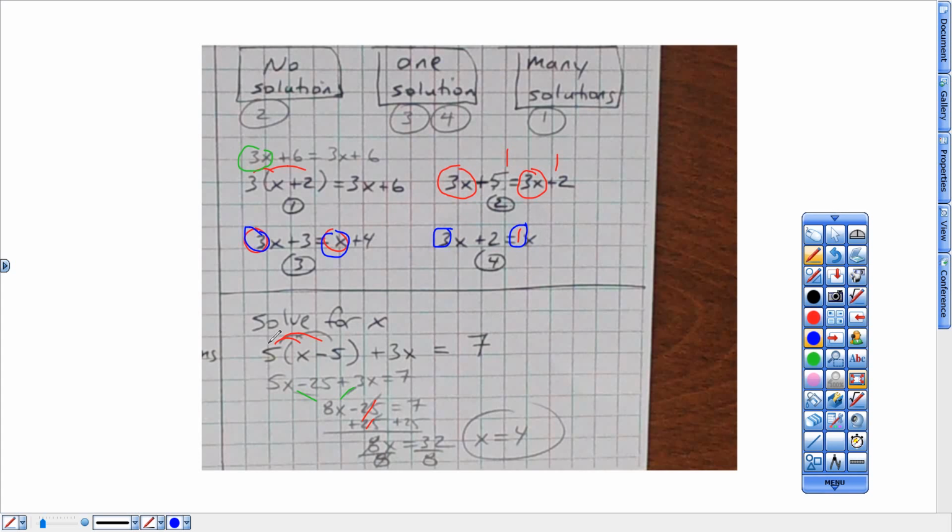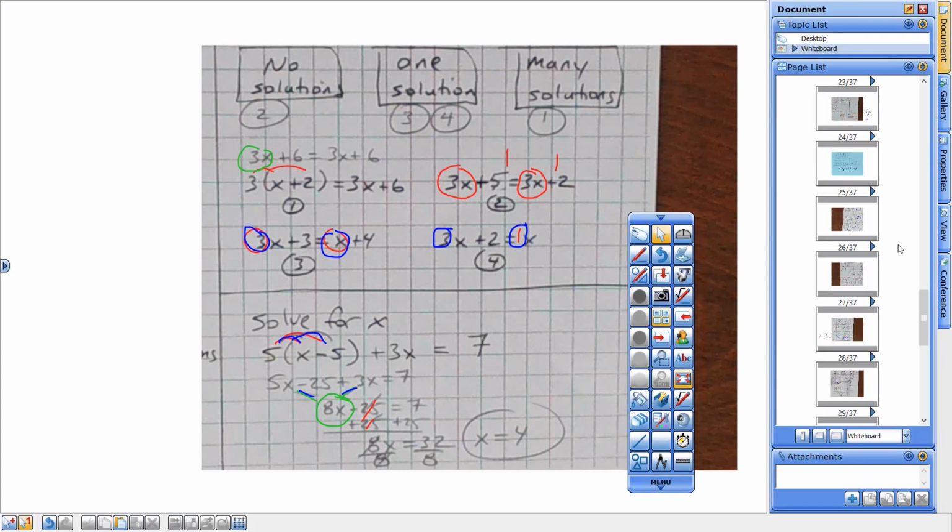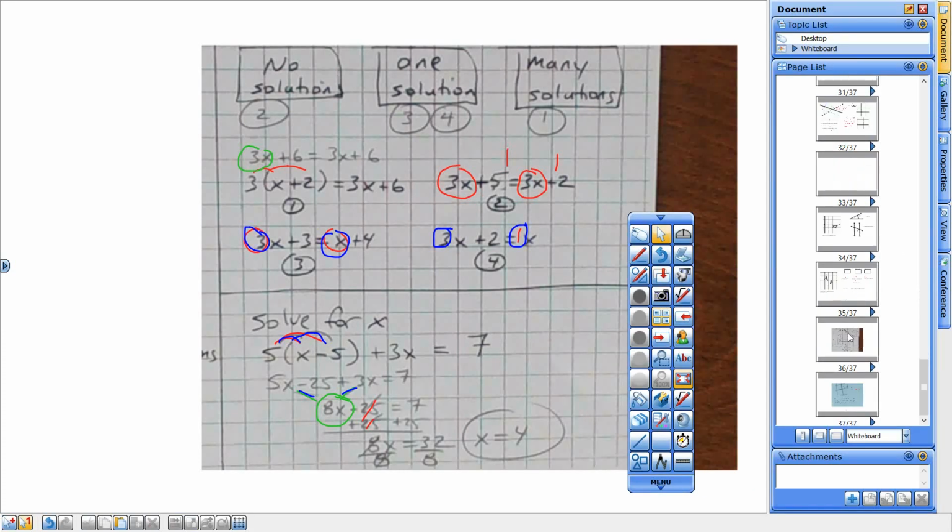The last problem, distribute. Get that 5x minus 25. Make sure right here, the most crucial step, you're combining those to get that 8x right there. You don't want to do weird stuff and take away 3x on both sides. You don't want to do that. Combine those together after you distribute, and then start your inverse operations. Fourth word is black.